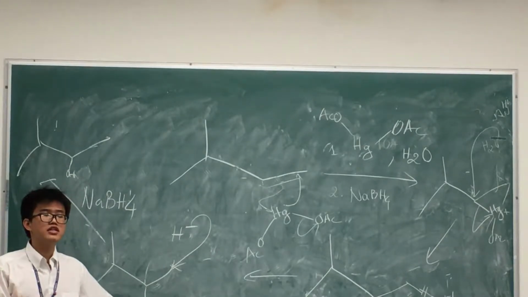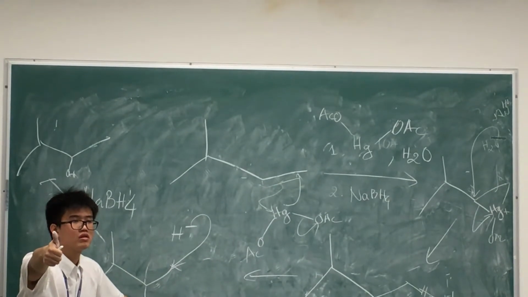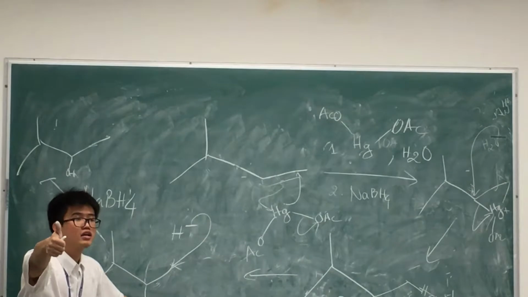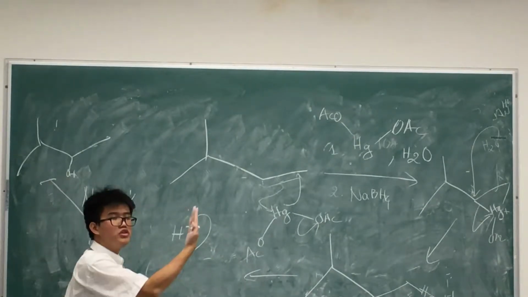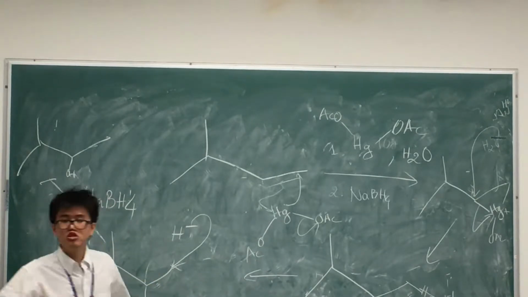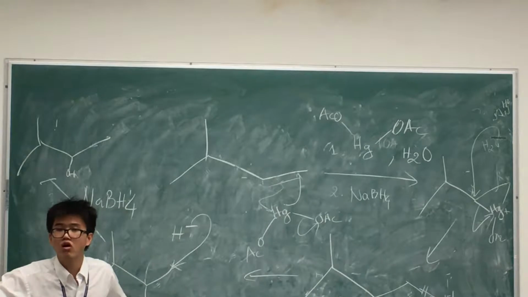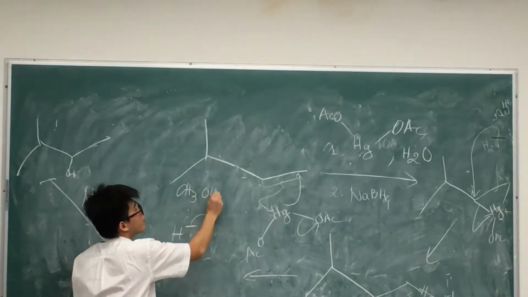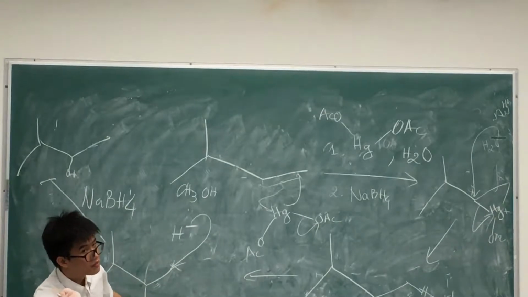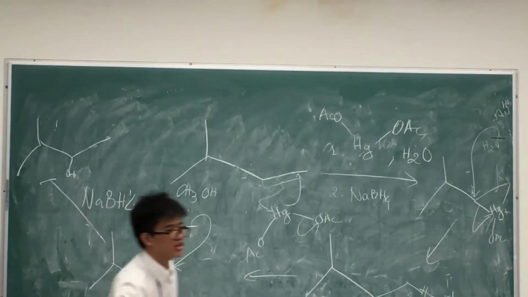So when you see this one, what's the first step? Form the mercurinium ion, right? Next, the nucleophile attacks it. If the nucleophile is water, you will form alcohol, OH. If the nucleophile is alcohol, you will form what functional group? Ether.